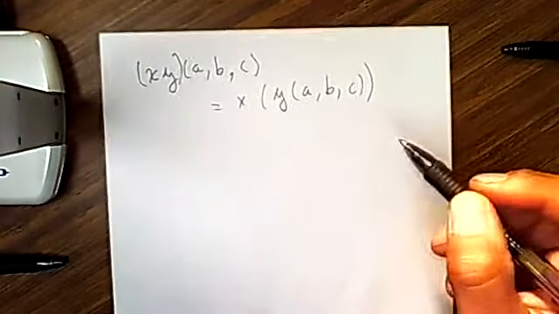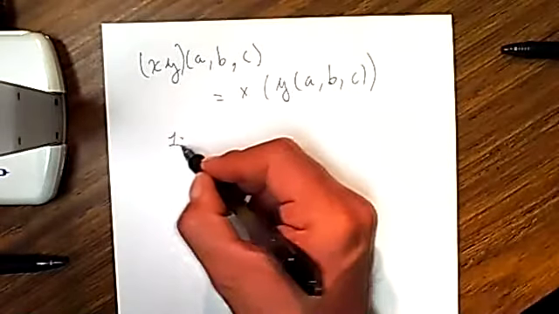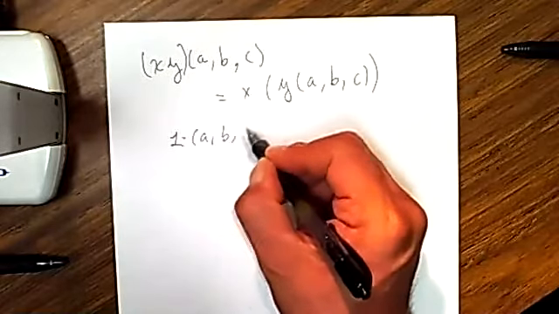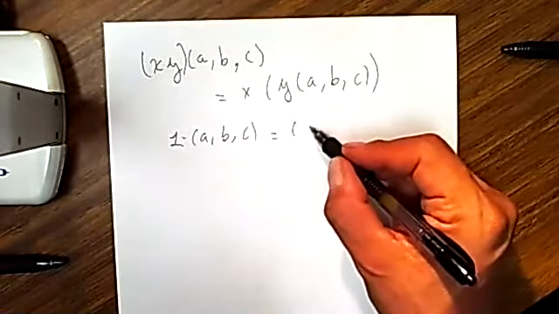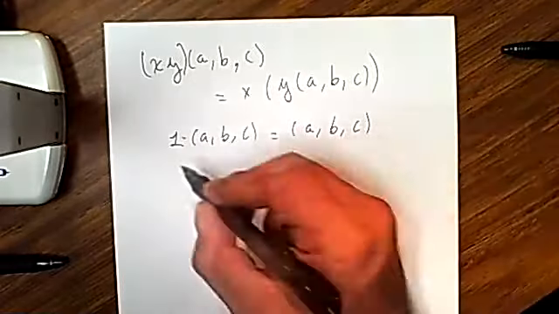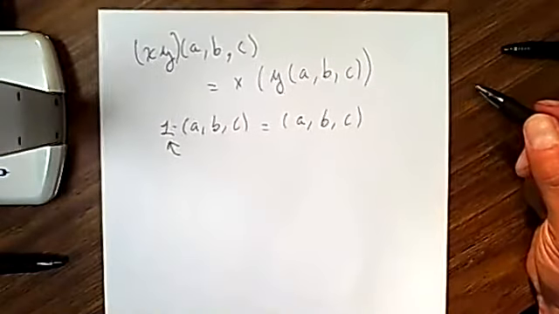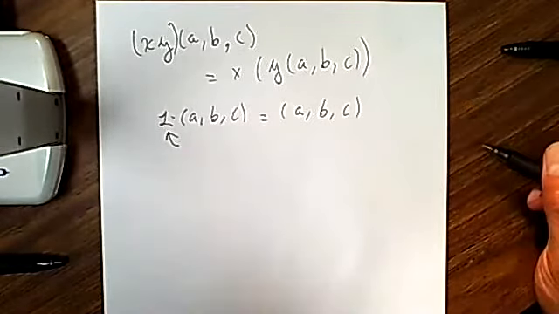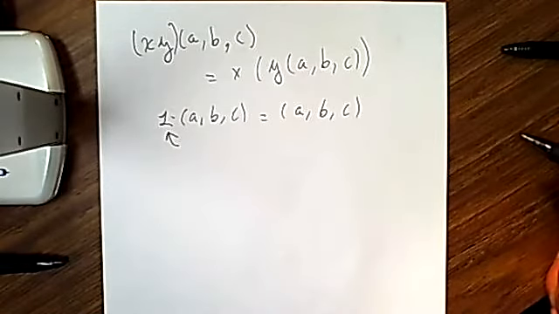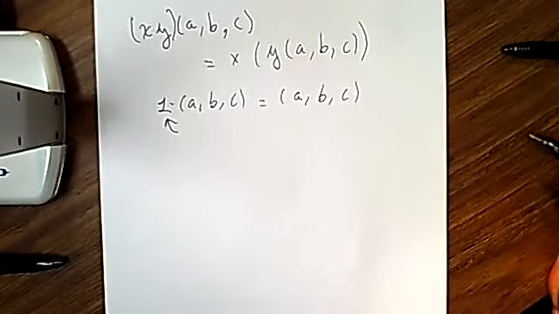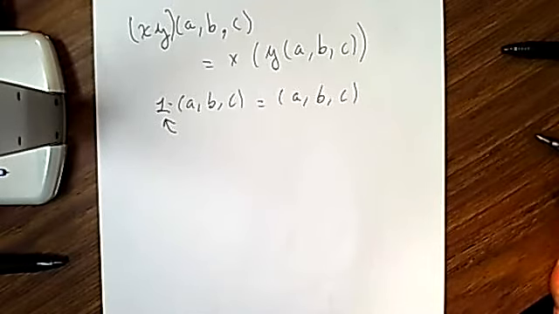The number 1 in the real numbers multiplied with any vector, a, b, c, is of course going to give us a, b, c. So 1 works as an identity element for vectors, for scalar multiplication of vectors. Just like 0 is an identity for the addition of vectors. The 0 vector is an identity for the addition of vectors.